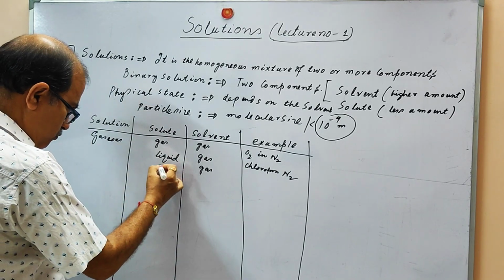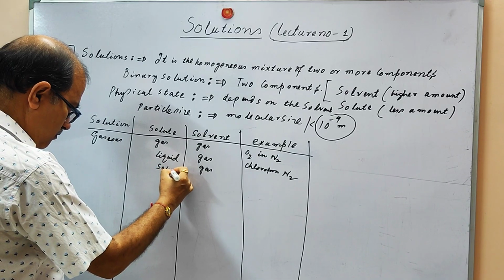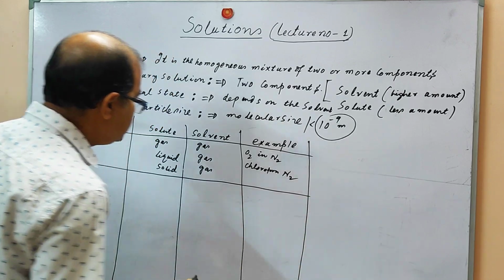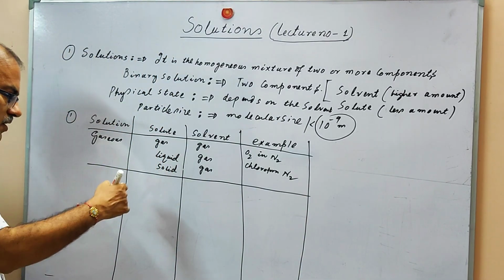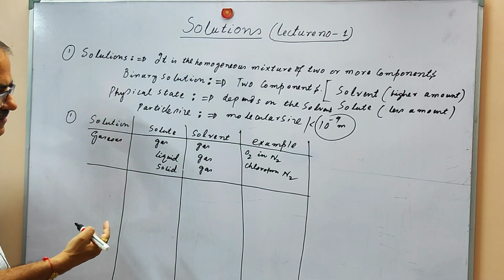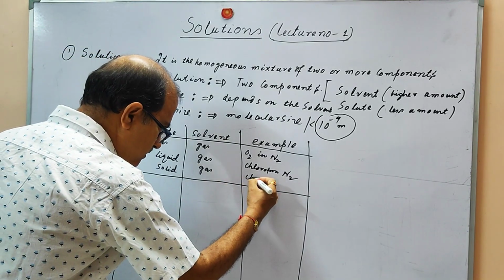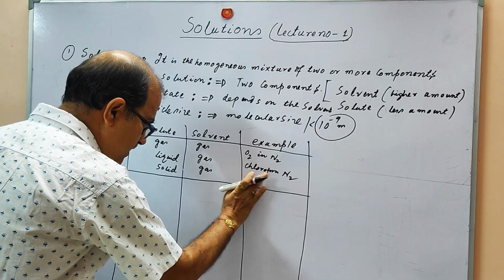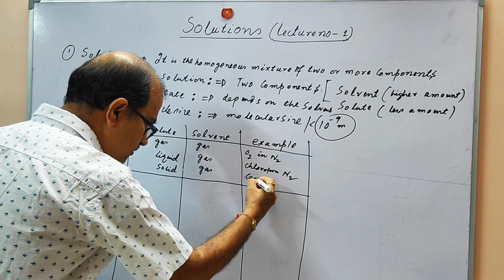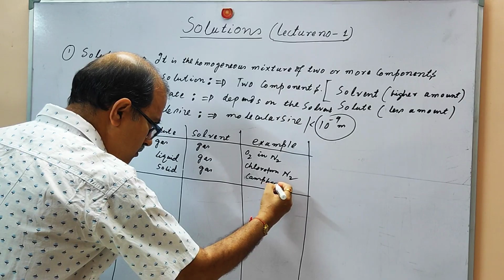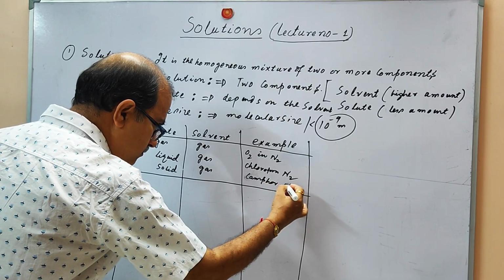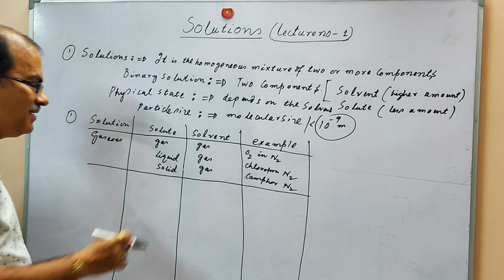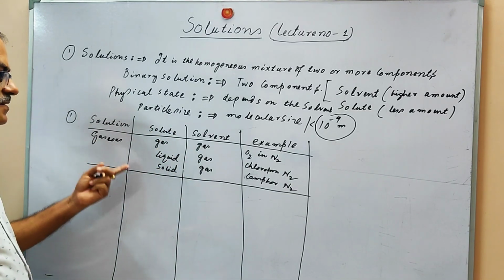Now the third one, solid. It is also a gaseous solution, but the difference is the solute: the solute is solid and the solvent is gas. The example is camphor in nitrogen. Camphor is basically a solid. So here nitrogen gas is the solvent, and it stays the same, whereas we are changing the solute: gas, liquid and solid.